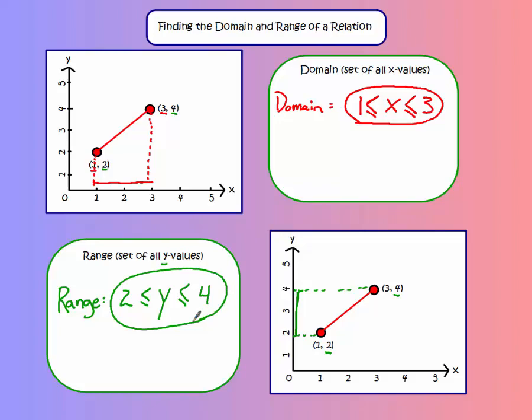And that's all there is to domain and range, really. It's the set of all x values that's making up this relation, or the set of all y values that it's making up this relation.